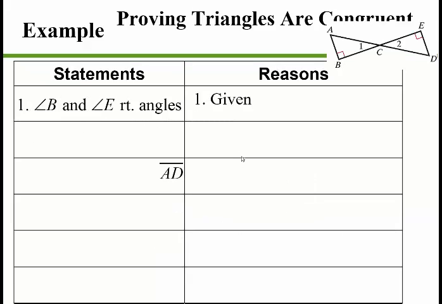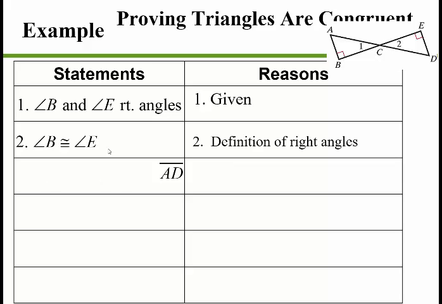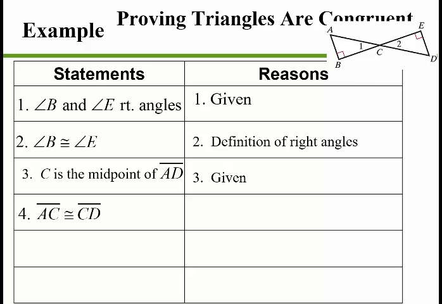All right, let's go through it. First off, we're given that angles B and E are right angles. That's given. Well, if they're right angles, then angle B must be congruent to angle E. That's the definition of a right angle. So look what we're doing here. We're starting by saying these two angles are congruent. The next thing, look at this. We have this segment, and we're saying C is the midpoint of AD. That was given. Then AC, this segment here, must be congruent to segment CD here, and that's just by the definition of a midpoint.